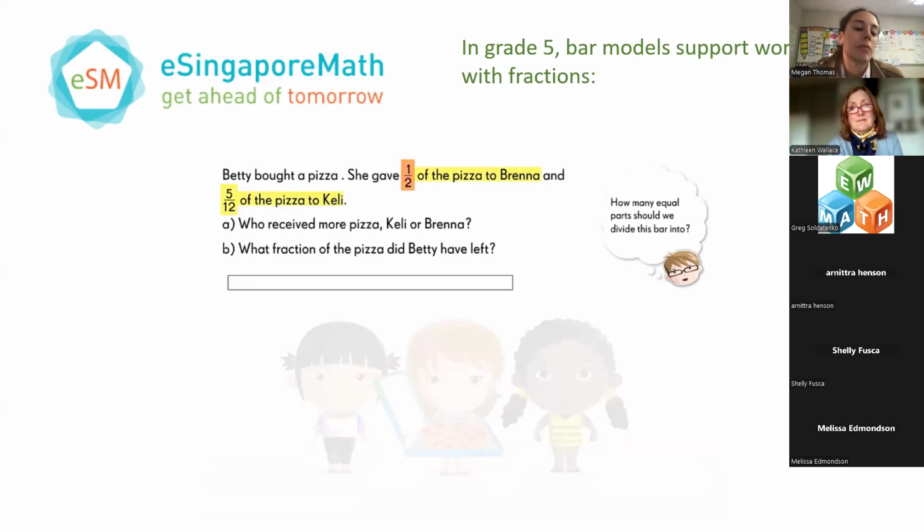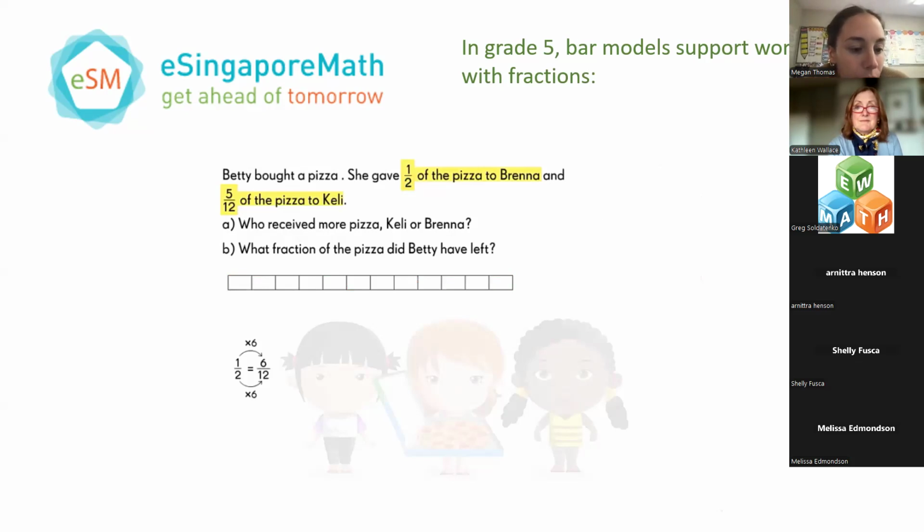1/2 can also be written as 6/12. So we divide the bar into 12 equal parts. 1/2 of the pizza was given to Brenna. This is equal to 6 out of 12 parts. Five-twelfths of the pizza was given to Kelly. We have drawn the model for the problem.